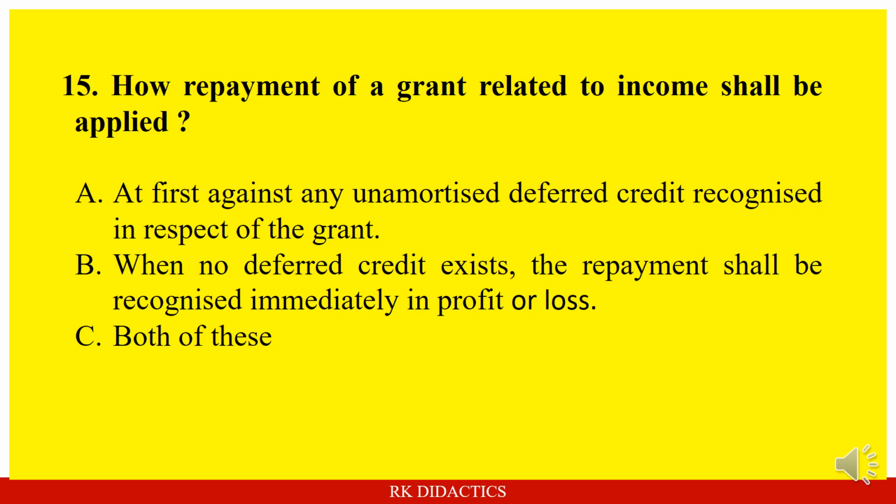At first, against any unamortized deferred credit recognized in respect of the grant. When no deferred credit exists, the repayment shall be recognized immediately in profit or loss, or both of these. Answer is both of these. So repayment of grant related to income को हम कैसे अप्लाई करेंगे?